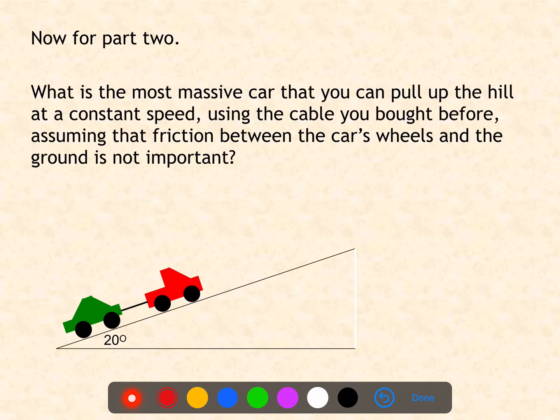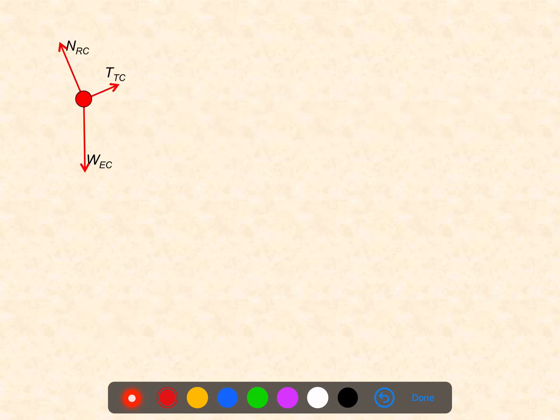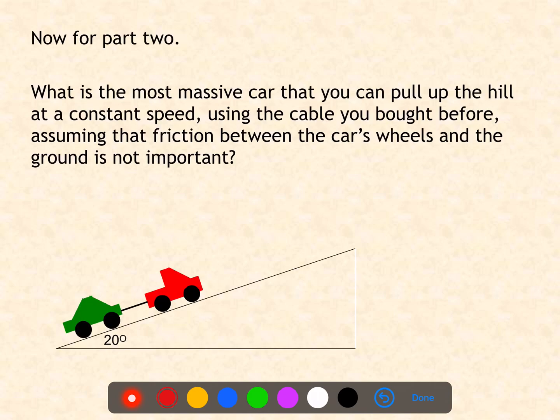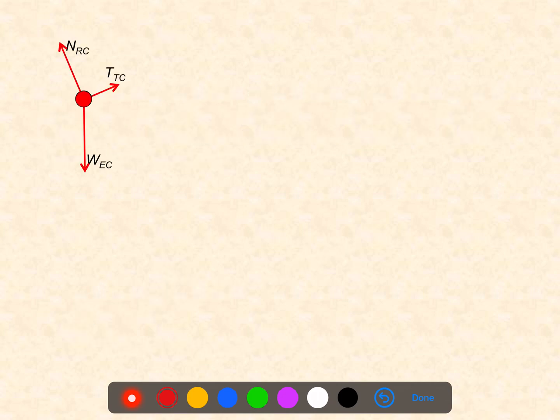Okay, so the second part to this problem is what's happening with the car. Now we're going to assume that friction is not important and we can ignore it for now. And so we're going to draw a free body diagram of the car. What we want to know is what's the most massive car we can hope to pull, in which case this tension is not going to fail us.